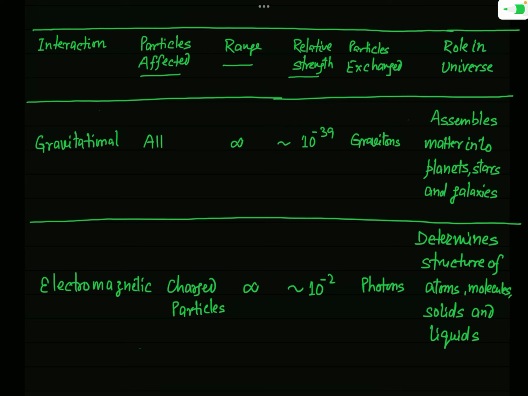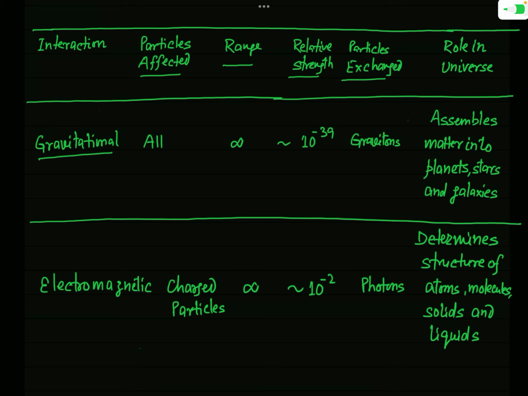And as I have told you, any interaction is mediated by some particle. Definitely, during any interaction, according to the field concept, a particle is emitted or absorbed, and that particle mediates the particular interaction. So what the exchange particle is in these interactions, we will also see in this table. And finally we will see what the role of these interactions is in the universe. So see, first of all, the gravitational interaction.